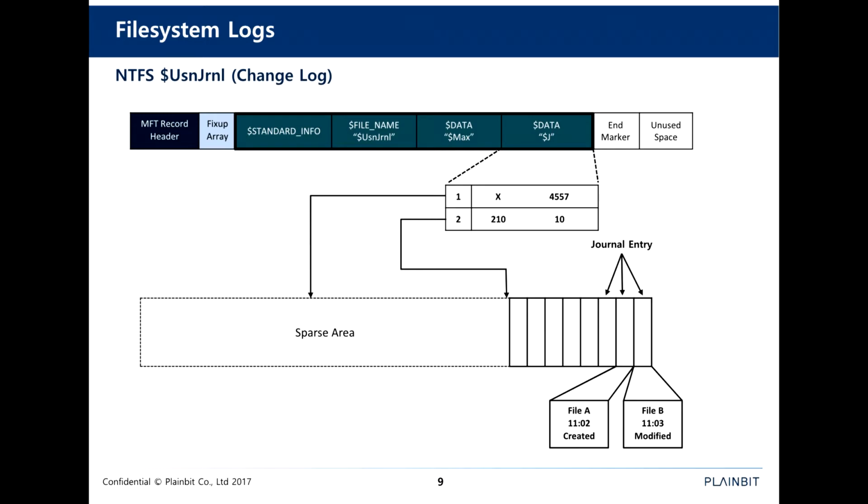The $J attribute adds new log records to the end of the attribute. If the total size of the added records exceeds the allocation size, check whether the total log data size, including the additional records, exceeds the maximum size. If the total log data exceeds the maximum size, fill the front part of the log data with as many 0s per allocation size as needed and make it into a sparse area. Therefore, the logical size of the $J attribute continues to grow, but the area to which actual data is allocated remains constant.